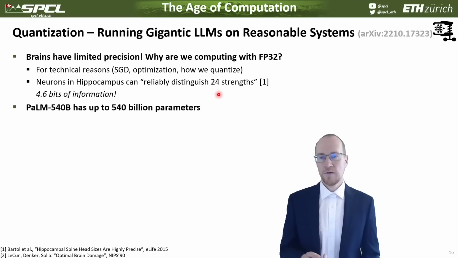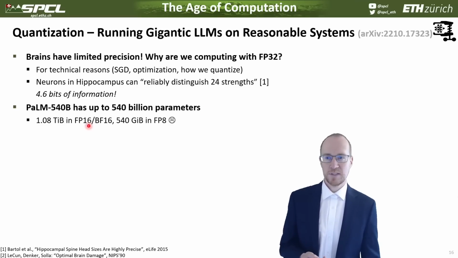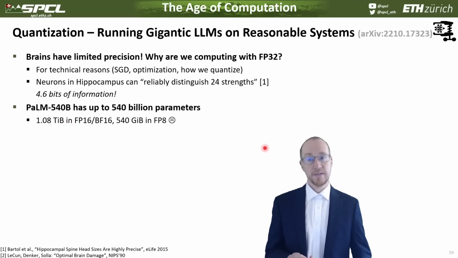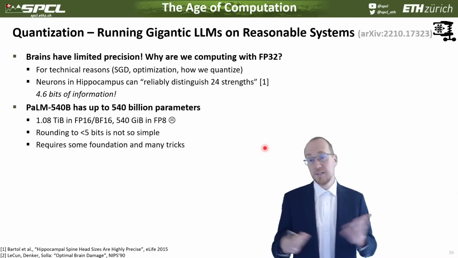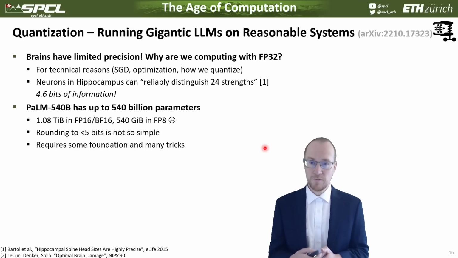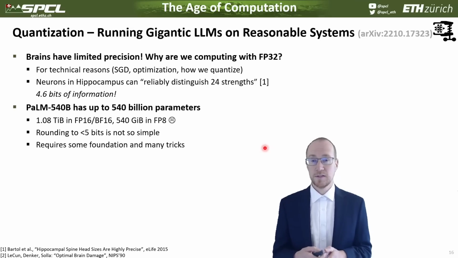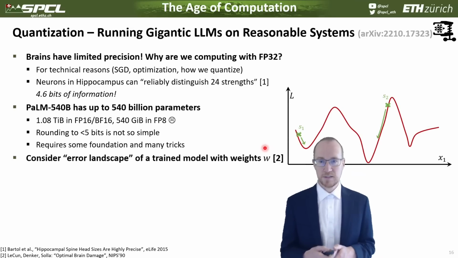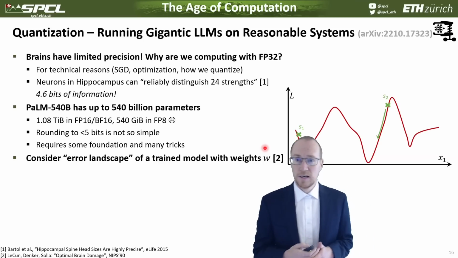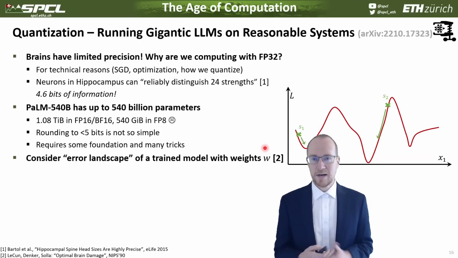So now if you have 540 billion parameters, that's 1 terabyte in 16 bits, right? And still 540 gigabytes in 8 bits. So we really want to go lower. Actually, it turns out that rounding to less than 5 bits, to 4 bits, for example, is not so simple. So it requires some foundational insights, but also many, many tricks. So the foundational insights actually come from considering the error landscape.